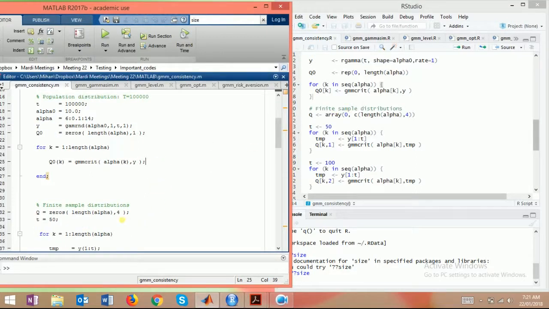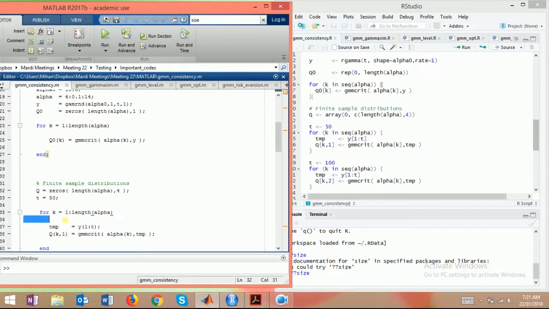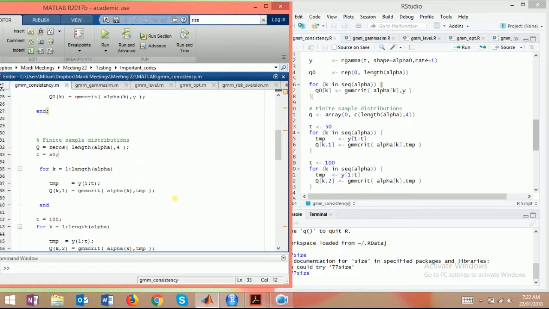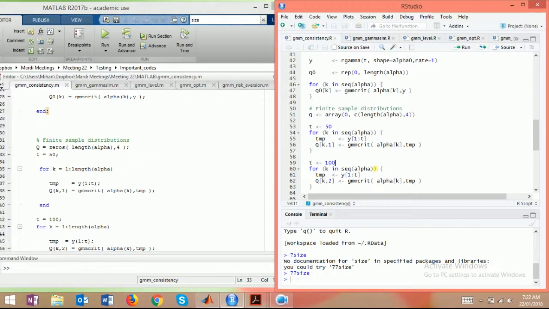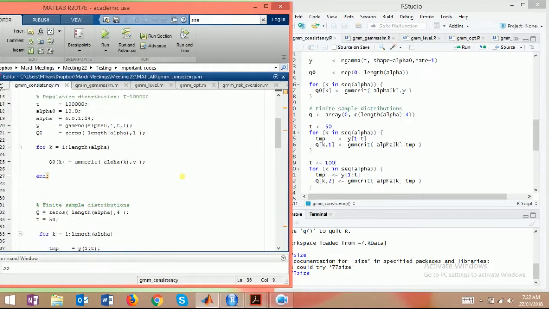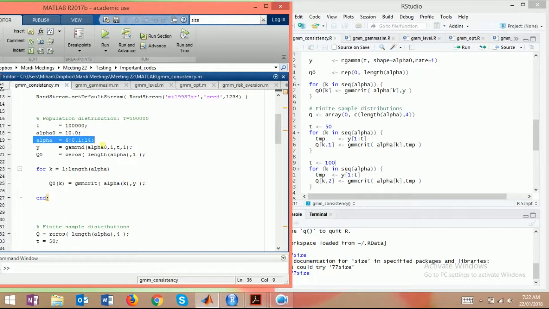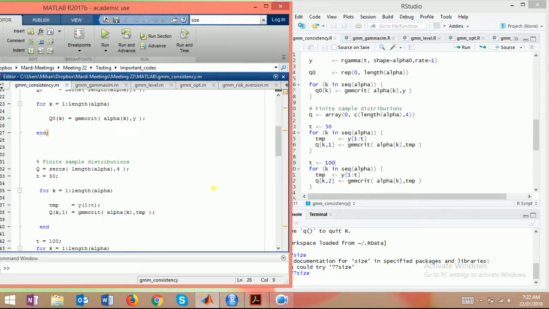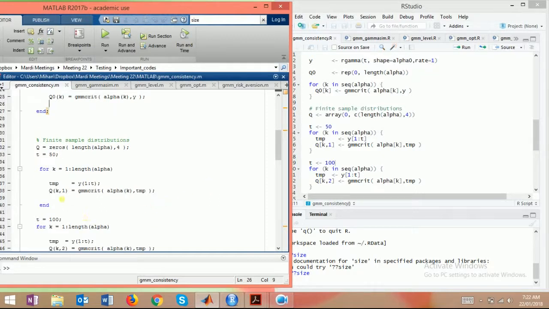So for the finite sample distribution, we create zeros with length of alpha and 4 columns, t is equal to 50, k is equal to length of alpha, and tmp y 1 to t, with alpha k rows and t columns. These are finite sample distributions. This is just to show that as the number of samples increases, this becomes asymptotic. That's all.